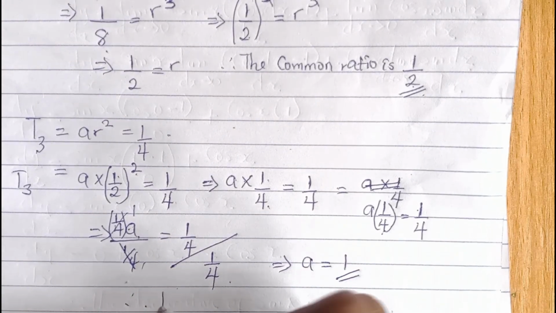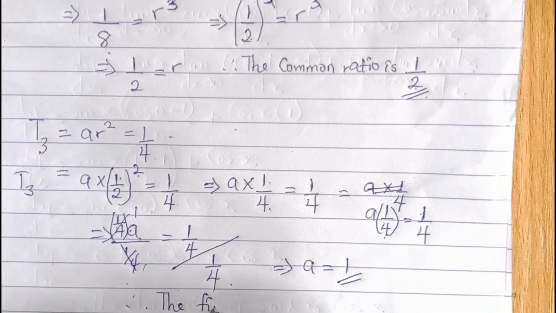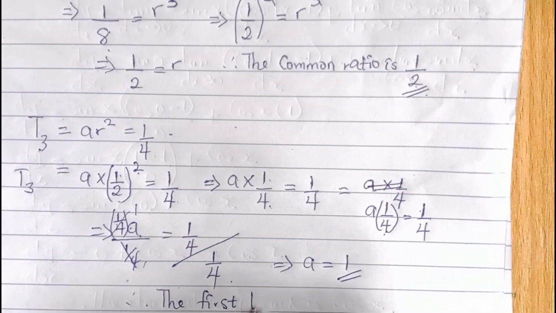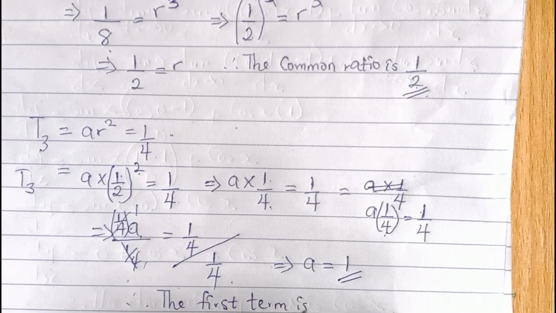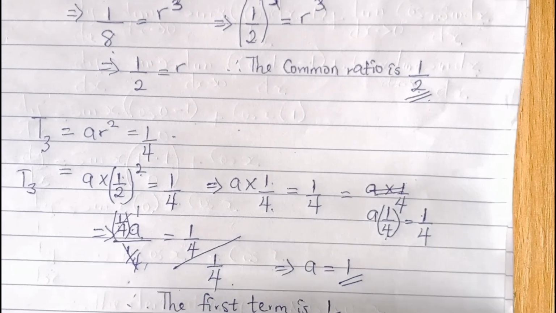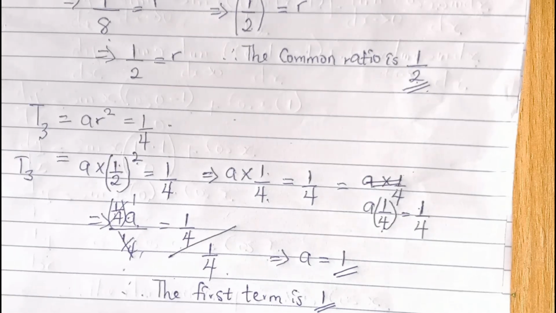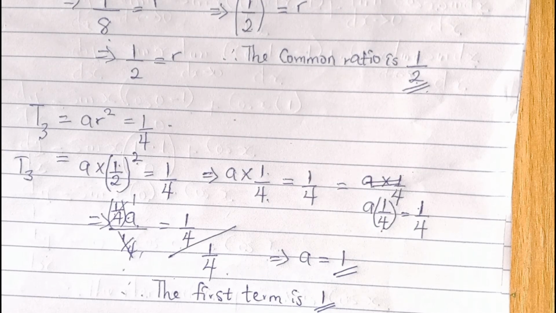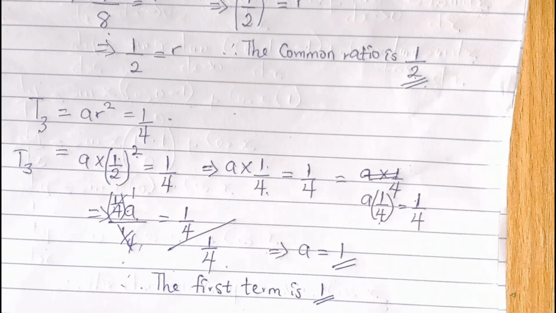Therefore, the first term is 1. Now we've gotten our common ratio and our first term. Our common ratio is half, and our first term is 1. So we can use this now and find the second question, which says find the seventh term. We are going to be using the general formula to derive the formula and find the seventh term. Then from there we'll calculate the seventh term.